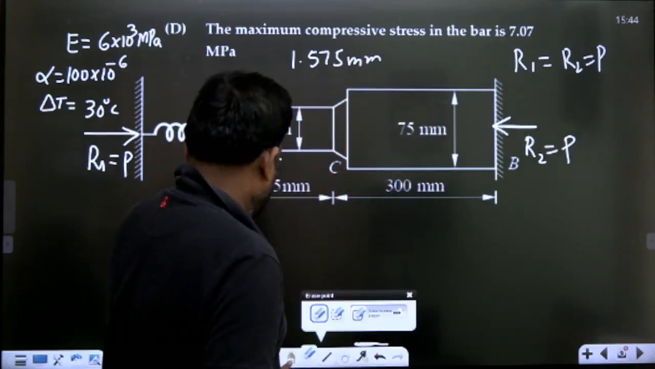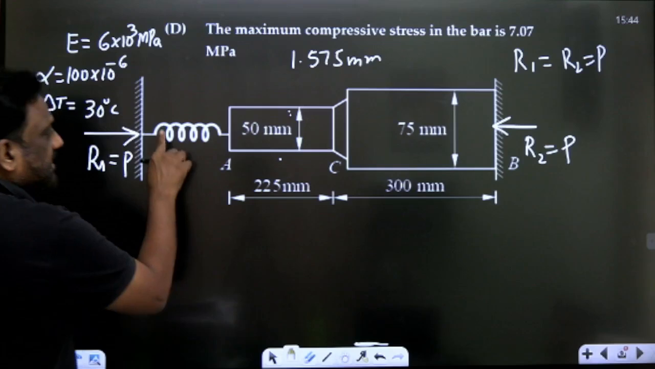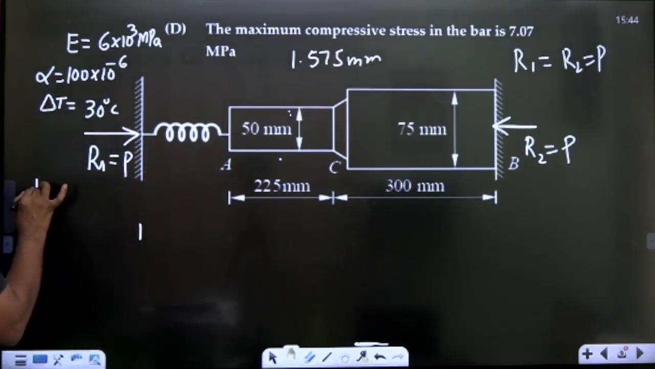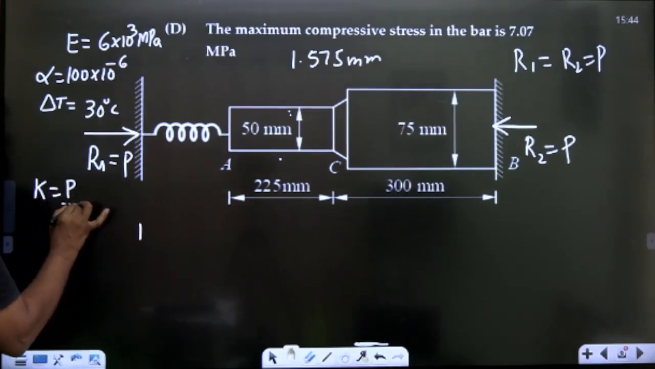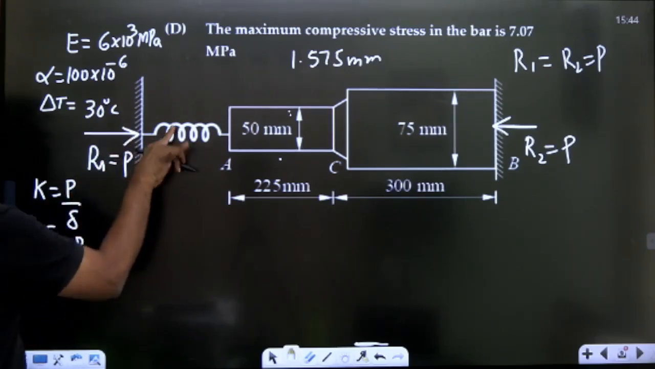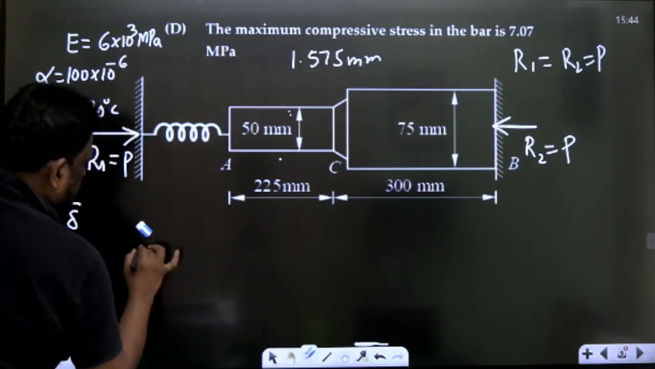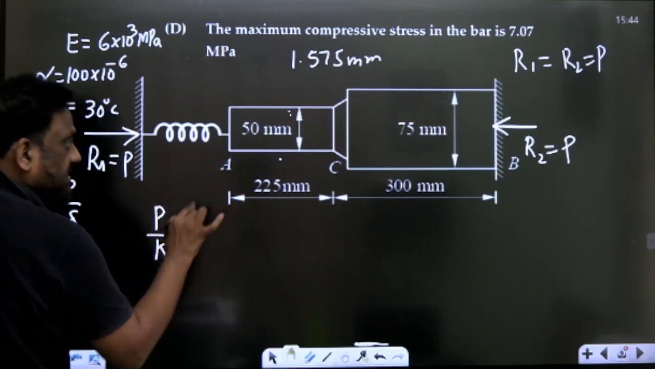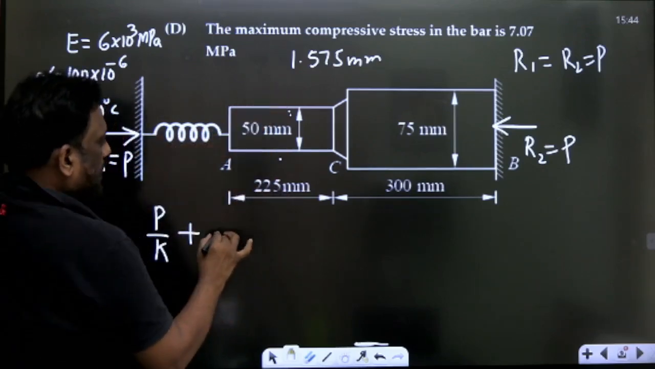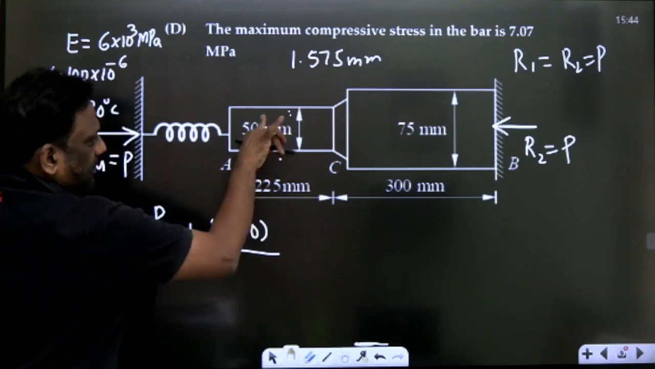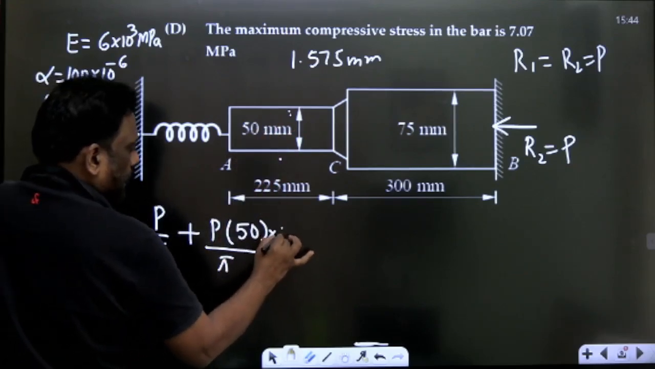Okay sir, look once. What is the compression of the spring? The load is P. You know the spring index is given by P by delta. So compression of this will be equal to P by K. So the load in the spring is P by K. Plus, because of this load, this member is compressed. So it will be P, length is 50, by area. What is the area of this? Pi by 4 d square.